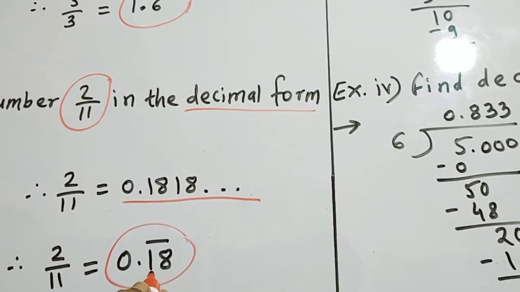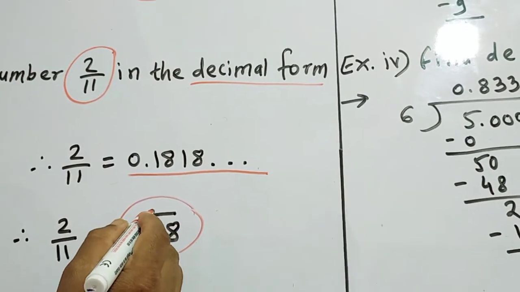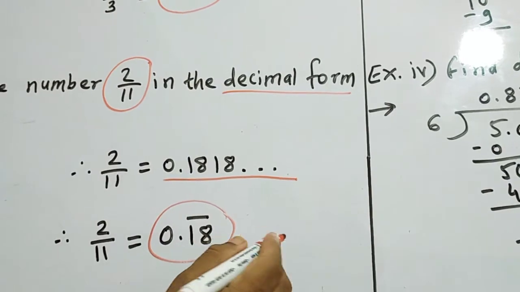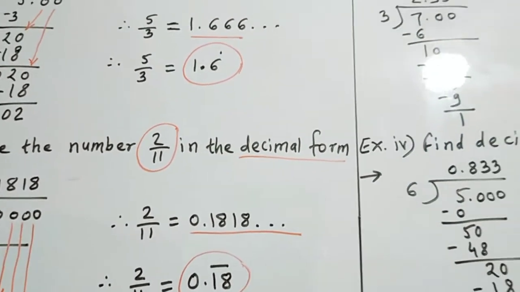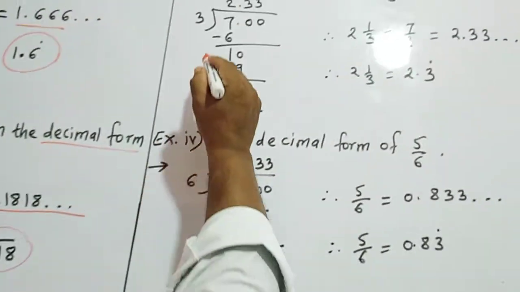The group of digits which is recurring or repeating, on that 2 digits or 3 digits or 4 digits, you have to put bar, and the next dot dots no need to write. This is the decimal form of given rational number.